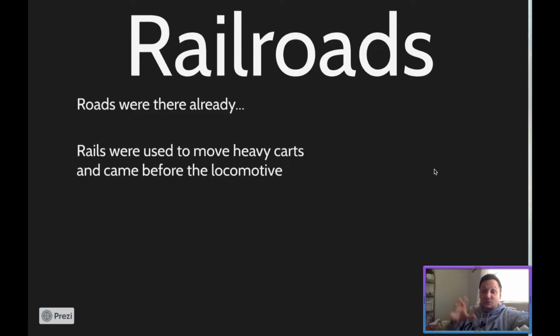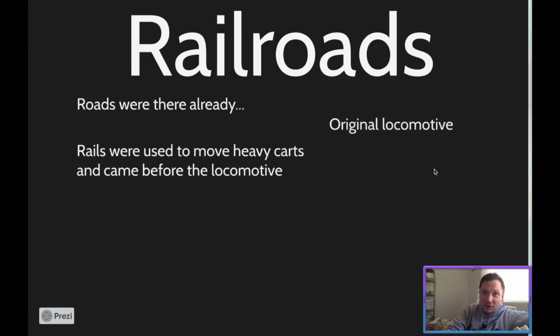And the railroads were already there before the locomotive. So whenever you look at all these ideas about what came first, the chicken or the egg, or the railroad or the locomotive, the railroad came first, right? Because rails were just added to pre-existing roads, and they were used to move heavy carts back and forth. When coal would come out of the mine, you would slap it into one of those carts, and the rails made it so you could push heavy carts of coal great distances, right? And the earliest forms of railroads had horses pulling carts down these railroads before the locomotive ever even existed.